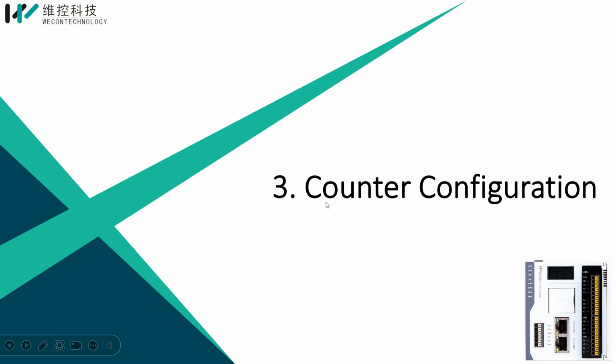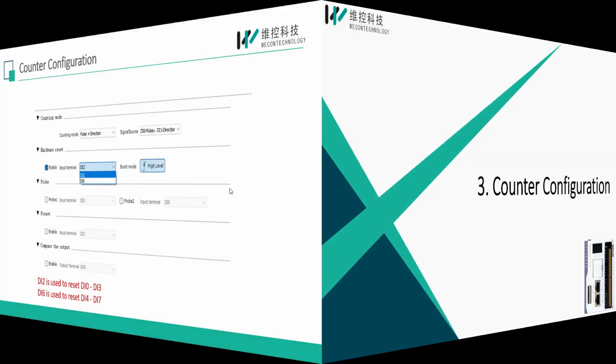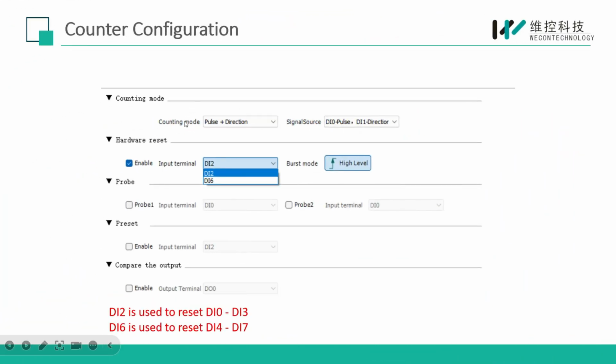And now I will introduce some counter configuration. Here below the counting mode, you can see 4 settings: hardware reset, touch probe, preset, and compare outputs. I will introduce them one by one. First, hardware reset. Here we have two selections. DI2 is used to reset from DI0 to DI3, and DI6 is used to reset from DI4 to DI7.